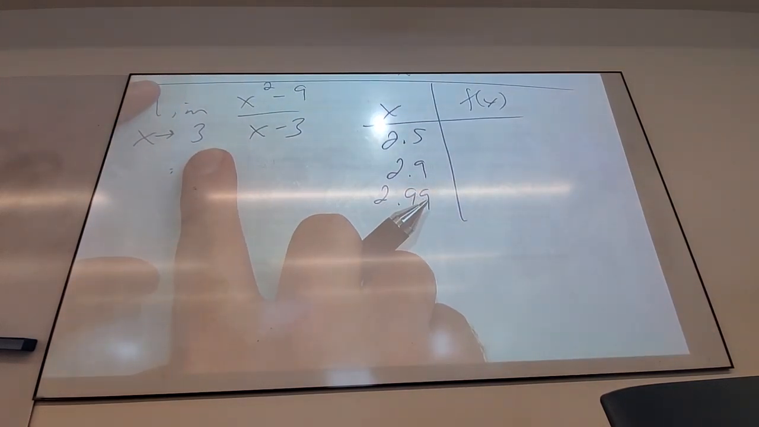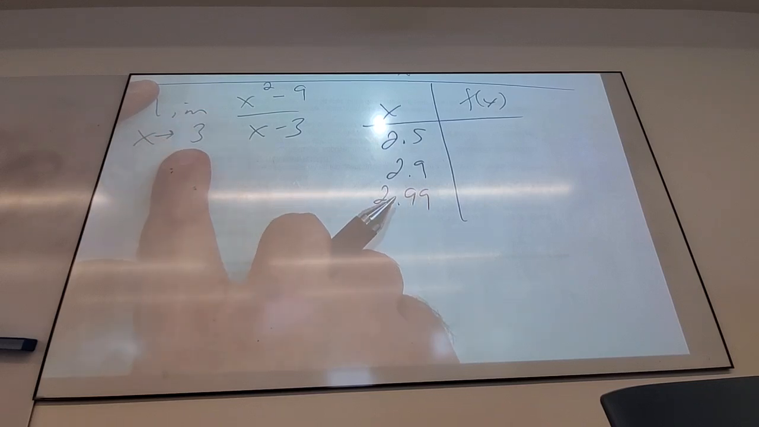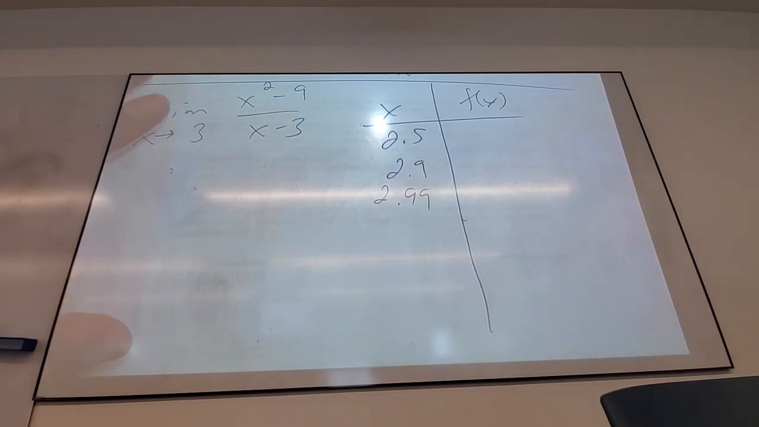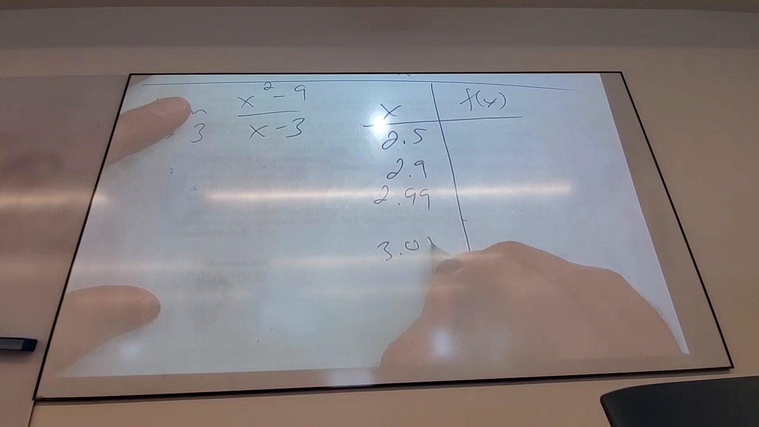Now, so far, I'm investigating the limit as x goes to 3 with a little negative sign, correct? Because I'm coming at it from the left. Don't you also have to do 3.0? Exactly. I better go from the other direction.